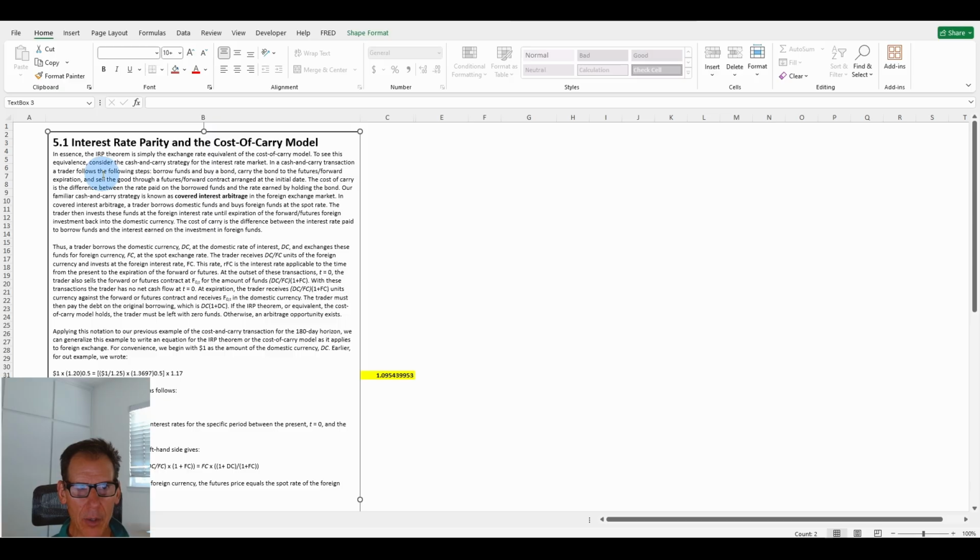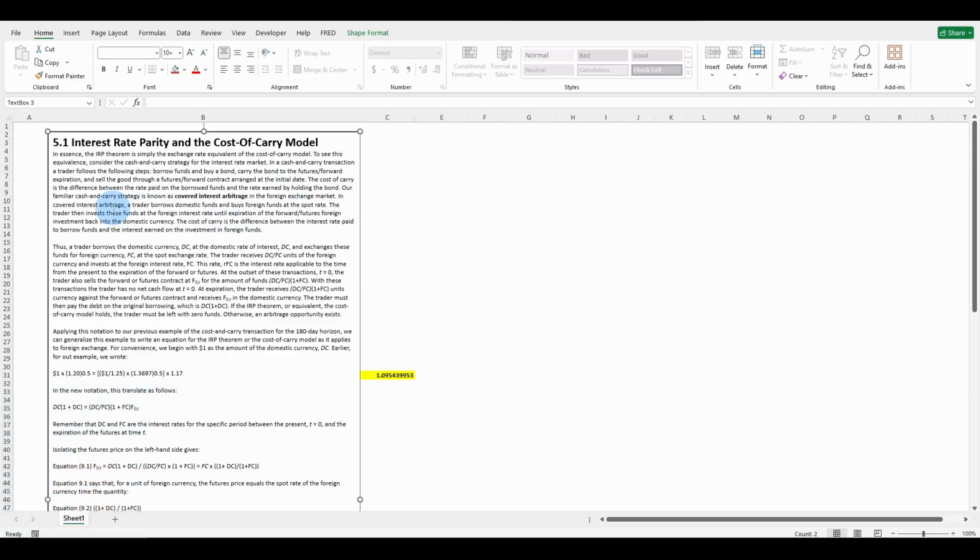In a cash and carry transaction, a trader follows these steps: borrows funds and buys a bond, carries the bond to the futures or forward expiration, and sells the bond through a futures or forward contract arranged at the initial date. The cost of carry is the difference between the rate paid on the borrowed funds and the rate earned by holding the bond. Our familiar cash and carry strategy is known as covered interest arbitrage in the foreign exchange market.